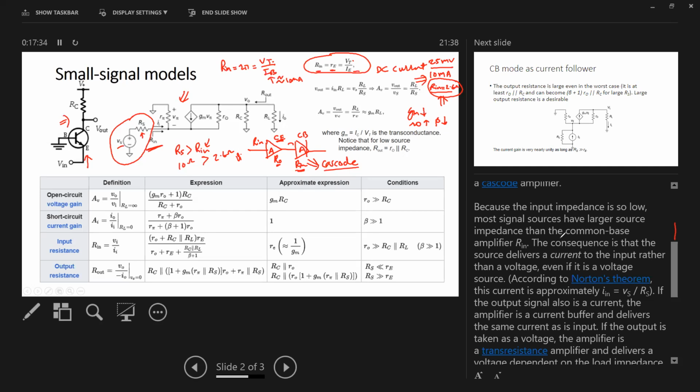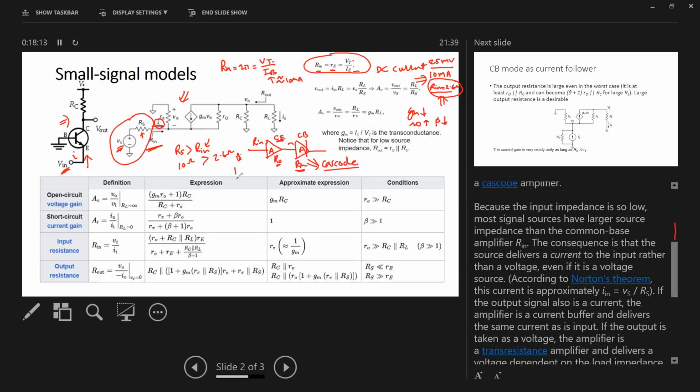So because of this, your source delivers a current to the input rather than a voltage, even if it is a voltage source. When we say that we have connected a voltage source with series resistance Rs, it is actually delivering a current, which is called I1. So we basically say that your common emitter amplifier receives the input current I, even if we are feeding it with the voltage. Okay, so this effect can be modeled with Norton's equivalent.